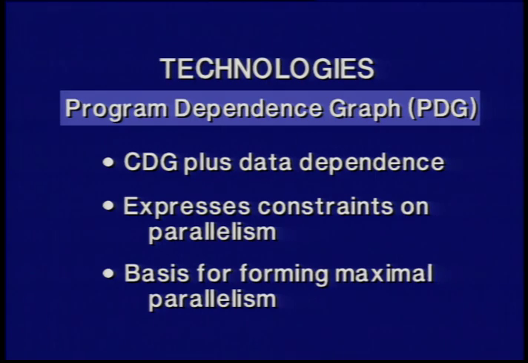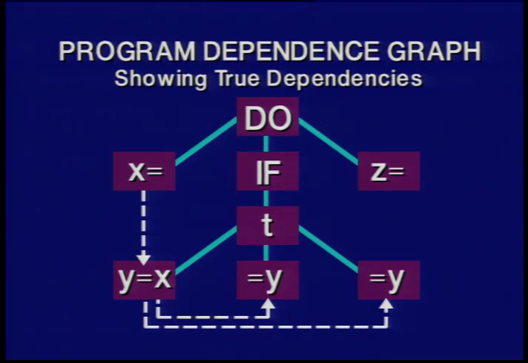So we've identified something called a program dependence graph, which is the control dependence graph where we add to it the data dependencies that we've extracted from the program. And this then really forms a basis for our forming of maximal parallelism. Let me just show you the program dependence graph for our same example, where I'm showing the true dependencies here, not all of the dependencies.